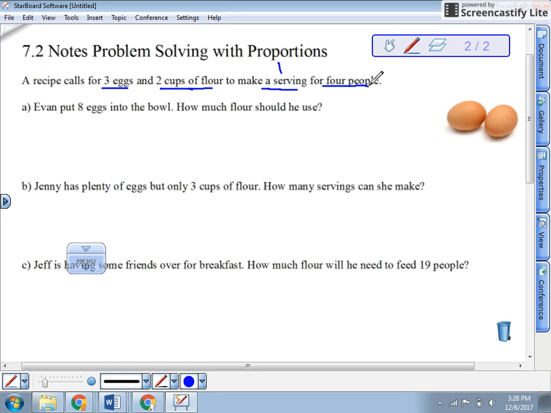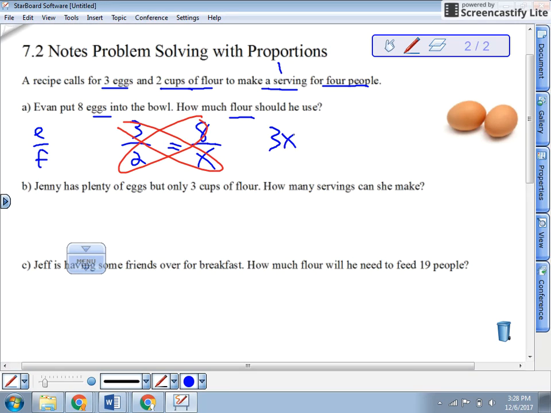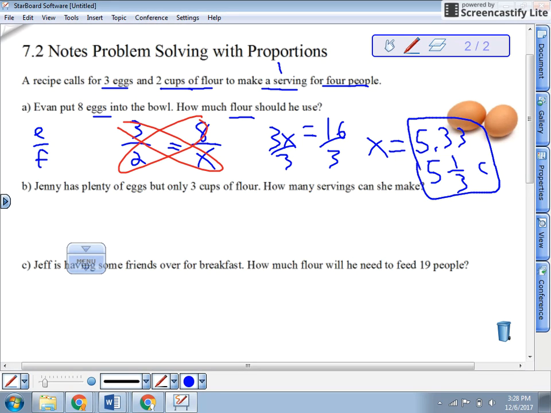First example: Evan put 8 eggs into the bowl. How much flour? So we're comparing eggs and flour. In our original recipe, there are 3 eggs for every 2 cups of flour. If he has 8 eggs, that's on top. How much flour? That's our unknown, and flour's on the bottom. Just cross multiply and solve. So 3x equals 16, since 3 times x is 3x and 8 times 2 is 16. When I divide each side by 3, x equals 5.33, or you can say 5 1/3 cups of flour. We just need either one of those answers.